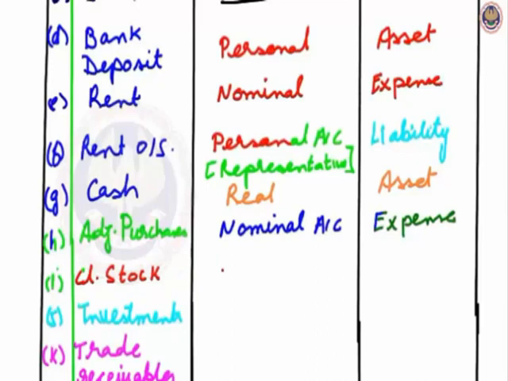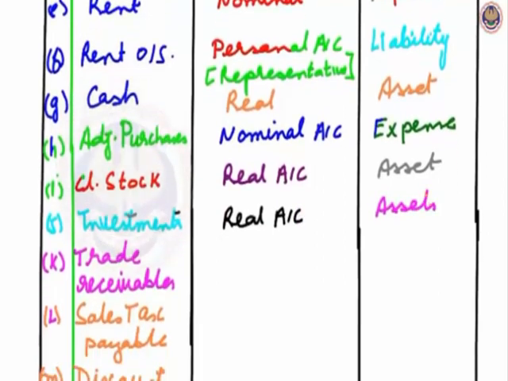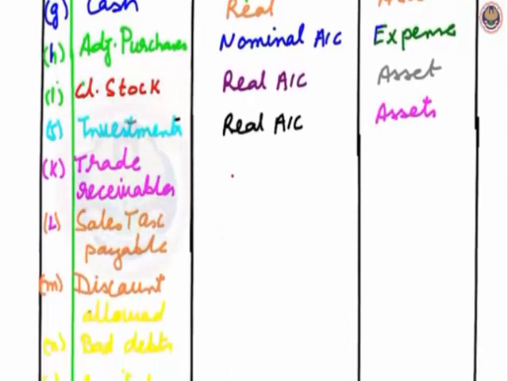Closing stock. As per the traditional approach, it is a real account because we can touch it. As per the modern approach, it is an asset. Investments. As per the traditional approach, it is a real account if it is made in fixed assets. As per the modern approach, all investments are assets.